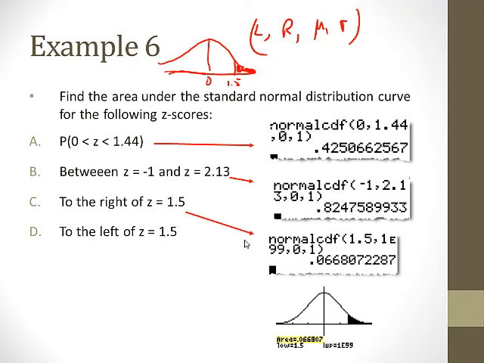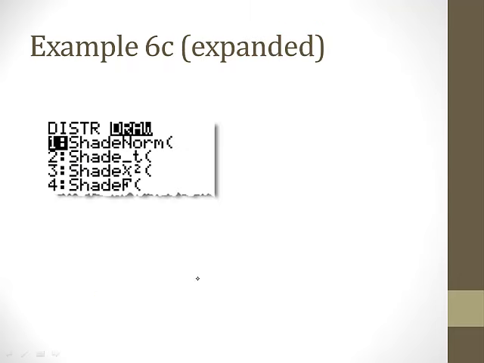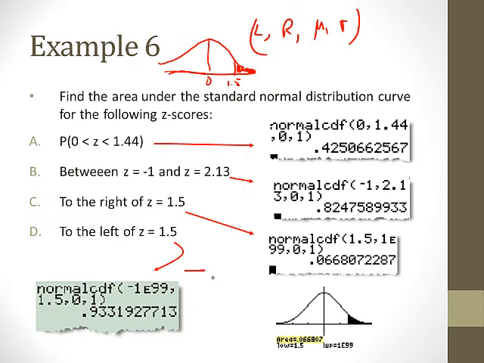And let's do this last one, to the left of 1.5. To the left, again, if I'm drawing that out, what's that going to look like? So just a quick sketch here. I'm to the left of 1.5. There's 0. Here's 1.5. I'm to the left of that. So my left bound is this negative infinity. And so negative infinity is negative 1 times 10 to the 99.